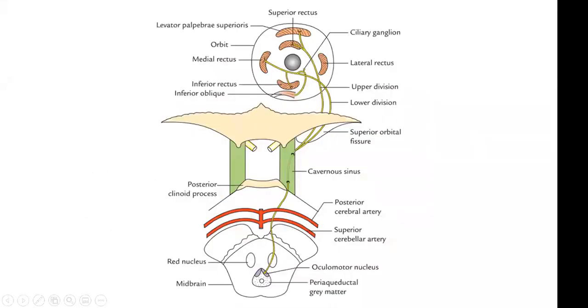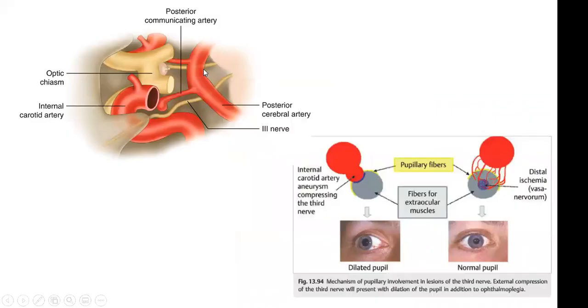If it is a lesion in the posterior communicating artery territory, you get an isolated third nerve palsy with a dilated pupil because that travels very close to the third nerve. Another cause of isolated third nerve palsy is diabetes and hypertension. This was also called a medical third nerve palsy.